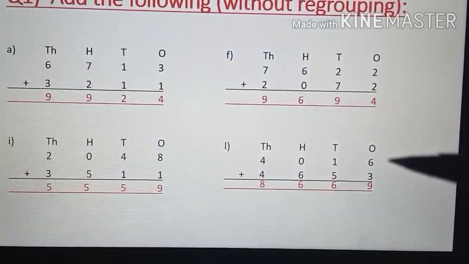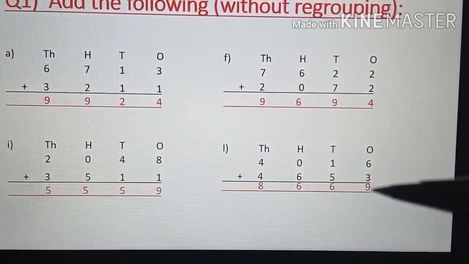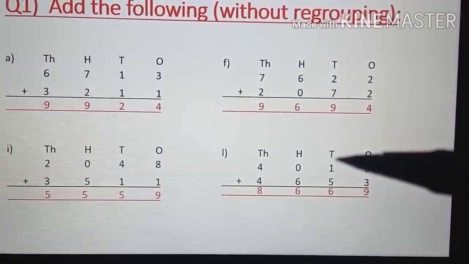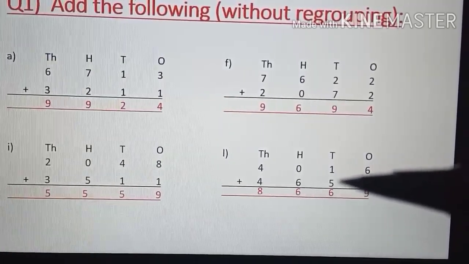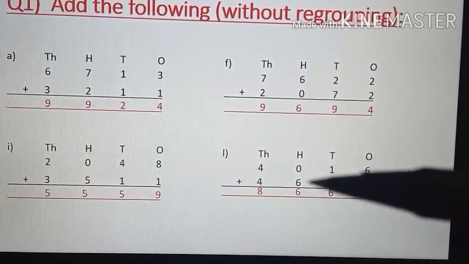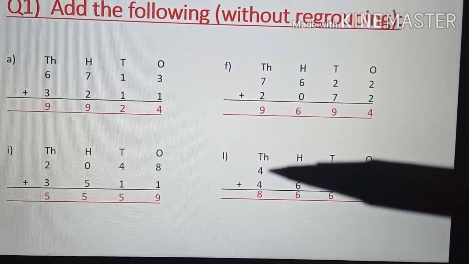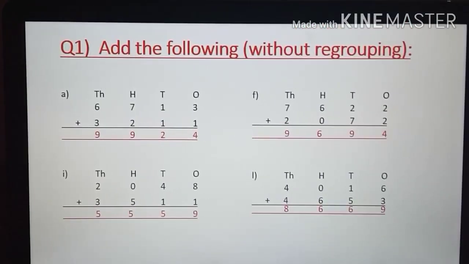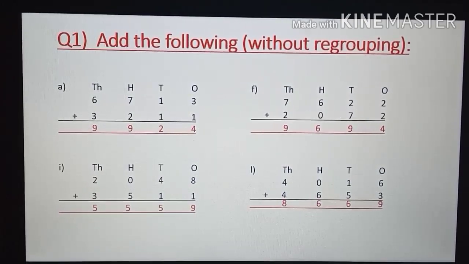Under the ones column we have digits 6 and 3. Very good. 6 plus 3, 9. 9 is a single digit number. You will not carry over here under the tens column. Now add under the tens column we have digits 1 and 5. 1 plus 5, 6. Under the hundreds column 0 and 6. So 0 plus 6 is 6. Under the thousands column we have digits 4 and 4. So 4 plus 4 is 8. So here children, these sums are without regrouping because no need to carry over.